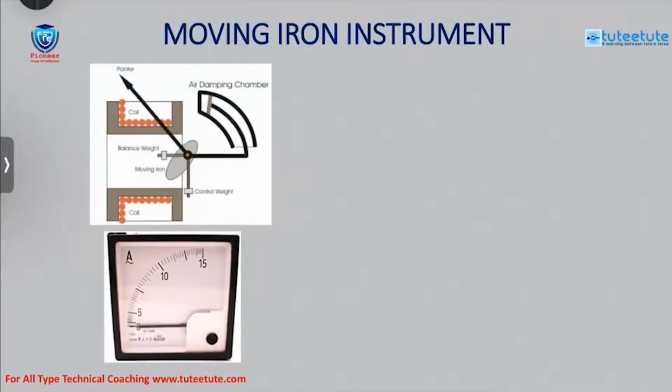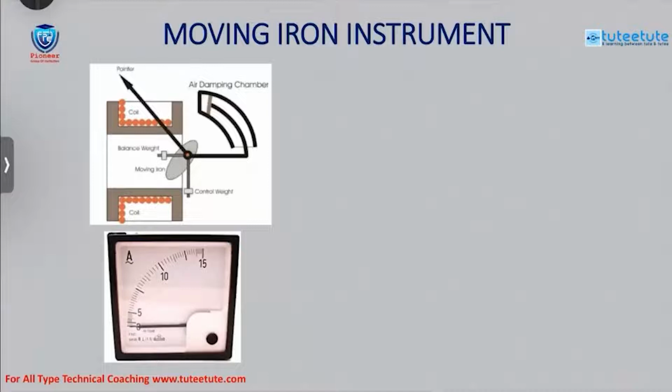Okay, moving iron instruments. The name itself is telling: moving iron. One small iron piece is going to be moved in a given magnetic field, thereby developing the deflecting torque. In the previous class I already explained the three things we need to focus on in a given instrument: deflecting torque, controlling torque and damping torque. If you understand how these are developed, we can explain the operation of a given instrument.